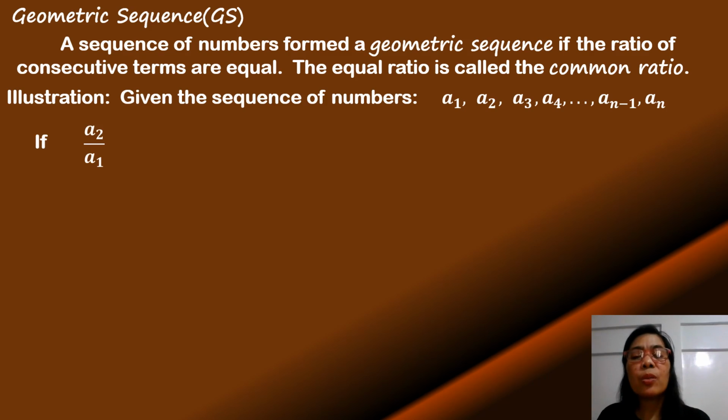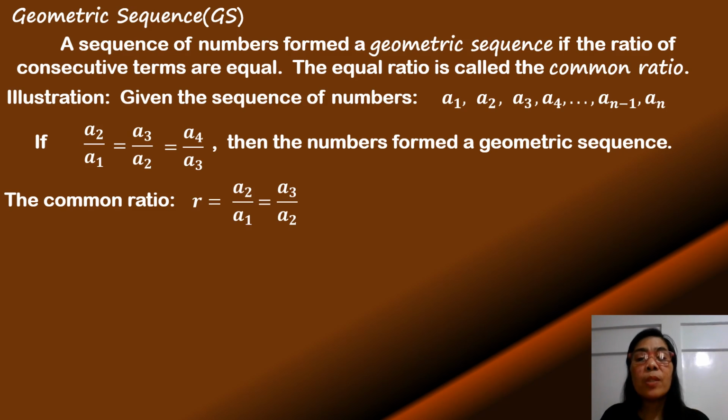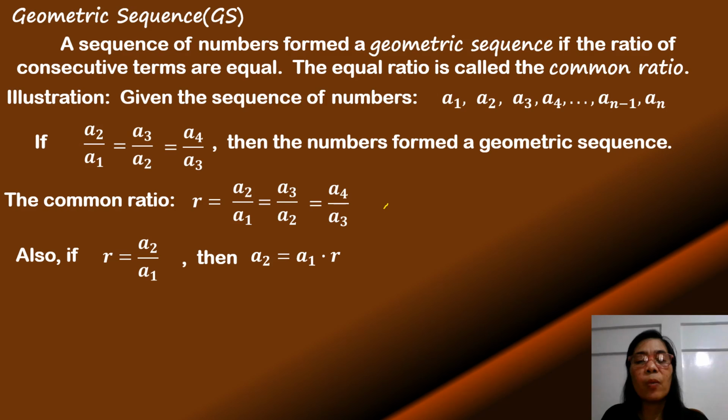If the ratio a sub 2 over a sub 1 is equal to the ratio a sub 3 over a sub 2, a sub 4 over a sub 3, then this sequence formed a geometric sequence. And the common ratio is the ratio a sub 2 over a sub 1, which is equal to a sub 3 over a sub 2, equal to a sub 4 over a sub 3. So also if r in this equation is equal to a sub 2 over a sub 1, that means a sub 2 is equal to a sub 1 times r.